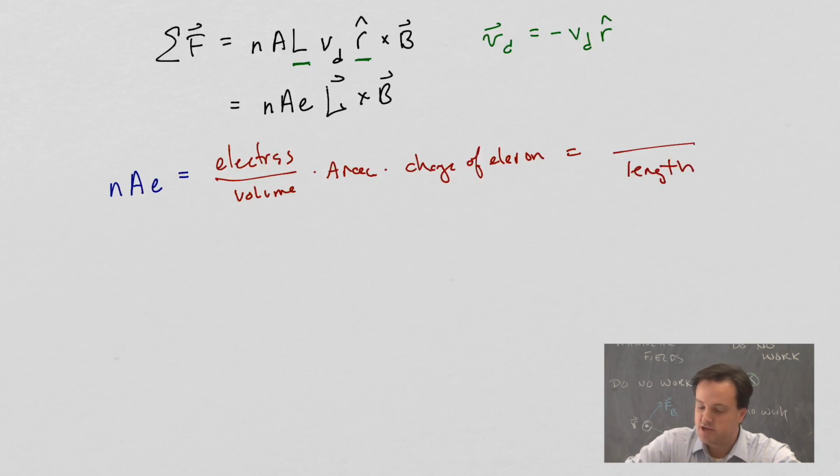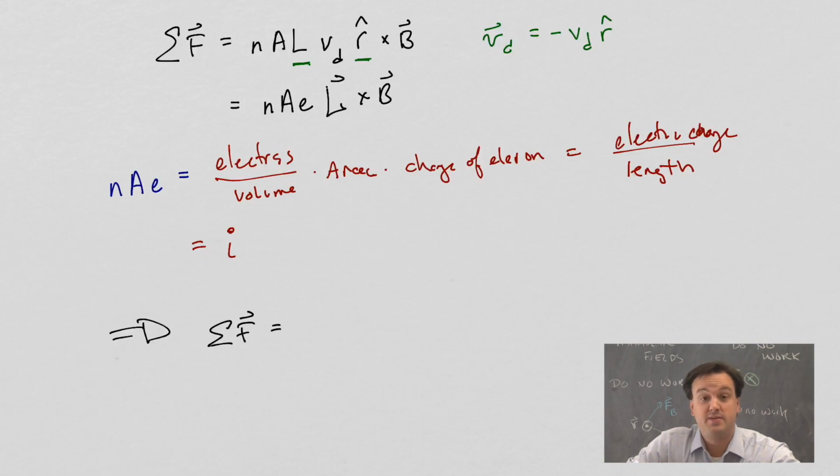And if I look up here, I have charge of electron times number of electrons. Well, that's total electric charge. And so I'm left with electric charge per length. And what, of course, is electric charge per length? Well, that's the current. And so after I've done all of this algebraic manipulation, the total force on the wire, which for now I can replace this sum of the forces, because I'm talking about the total force on all of the electrons, which I'm just going to call F, is equal to I L cross B.